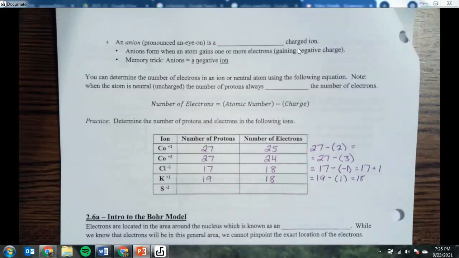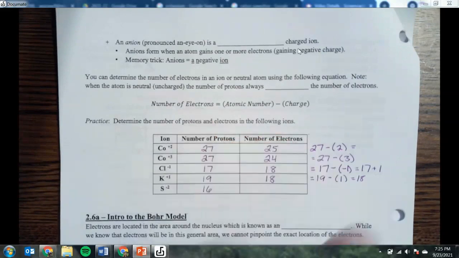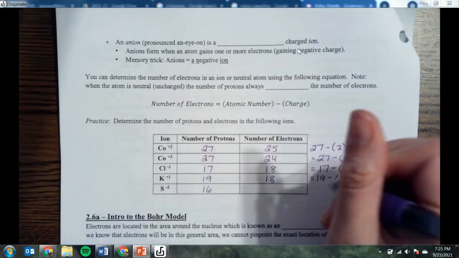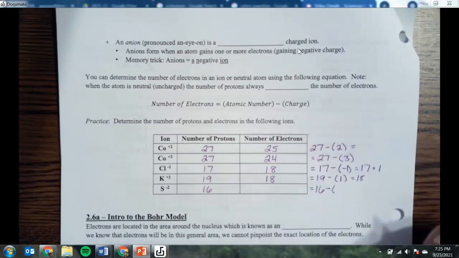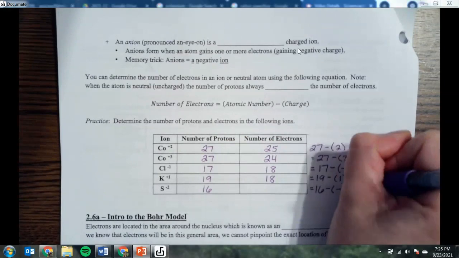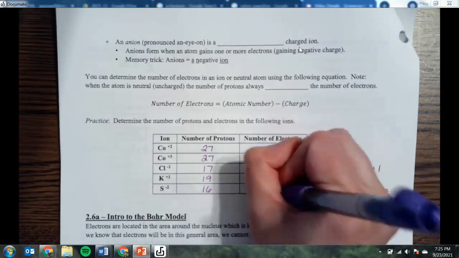And then my final example here, I have sulfur, which has an atomic number of 16. So I'm going to take the atomic number, which is 16, and subtract from that the charge, which is -2. So 16 minus -2 is like saying 16 plus 2, which gives me 18.